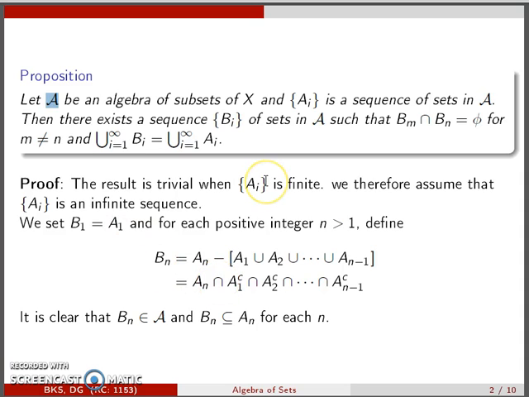Well, the result is trivial when Ai, the sequence, is finite. So I want you to verify the statement and define what you mean by sequence is finite. So without loss of generality, we will assume that the sequence is an infinite sequence. Well, if Ai, the original sequence, are disjoint in nature, then we have nothing to prove. So not disjoint.